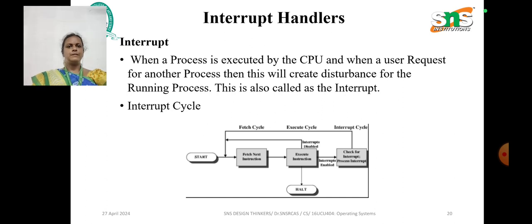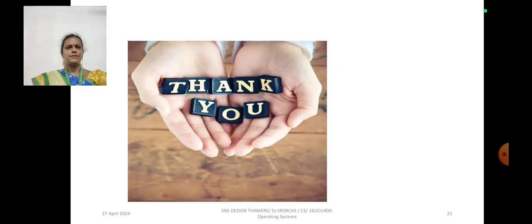So the interrupt cycle is given. The first one is starting the cycle, and then we go for the next one, and then there we have to fetch for the interrupt cycle. So what happens means the running process will be slowed down. That is called as interrupt.